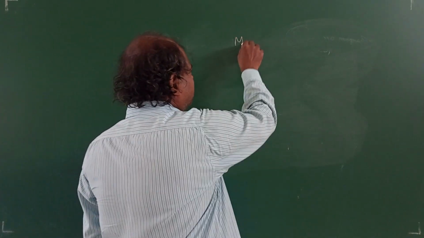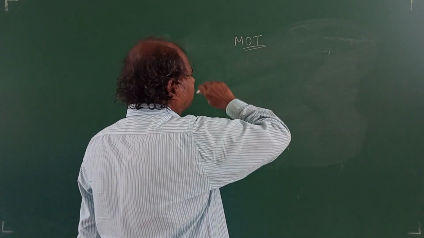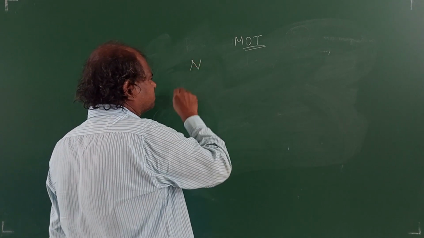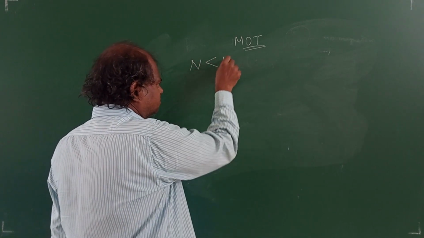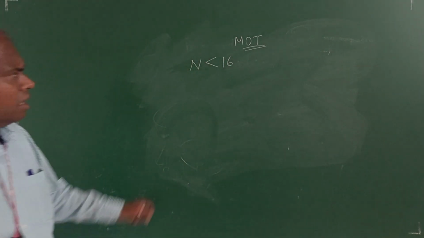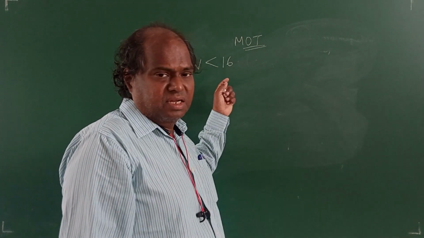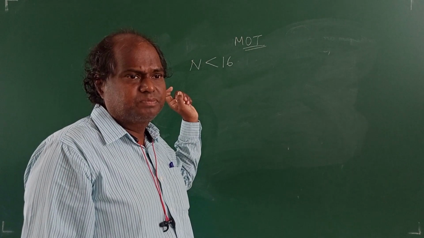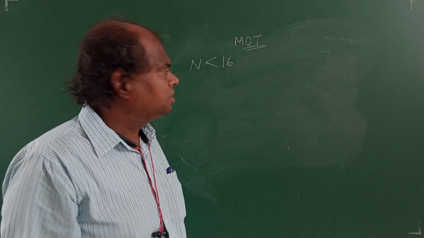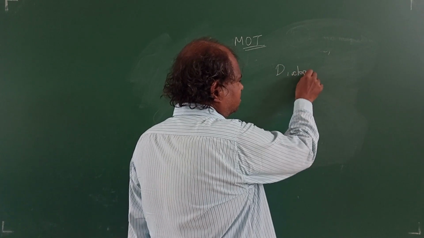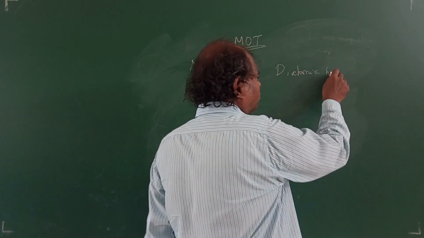Now, how do you fill the electrons? See, MOT means molecular orbital theory. How do you fill the electrons? If the total number of electrons is less than 16, let me repeat once more. Now, before I come to this, in your syllabus, you will be studying only diatomic molecules, and that also homonuclear.